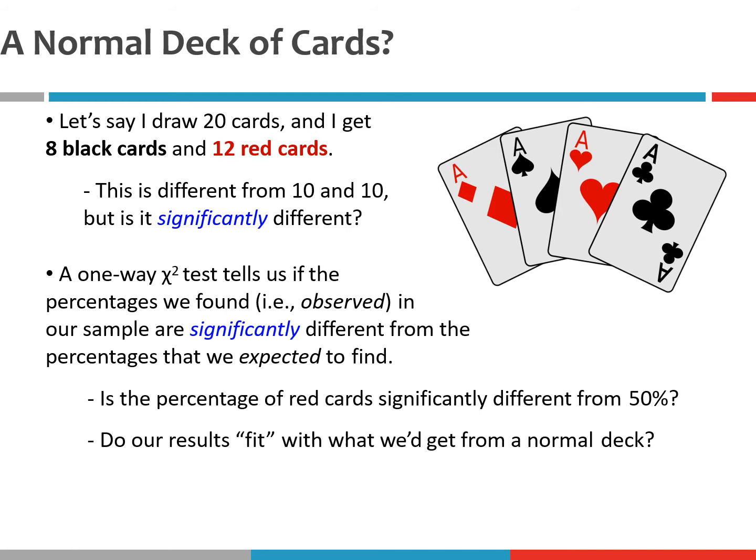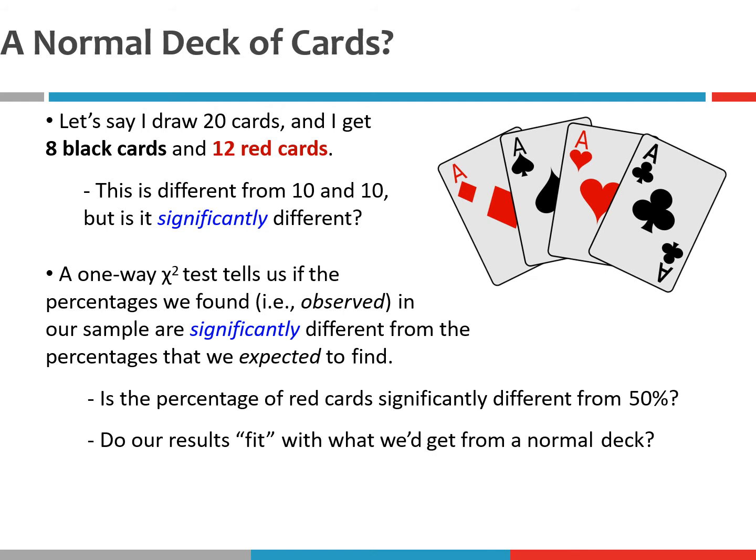Okay, so let's say I go ahead and draw my sample. So I draw 20 cards at random from my deck of 52 cards, and I get 8 black cards and 12 red cards. Okay, so remember what I expected to find was an equal number of each type of card, right? So that would be 10 red cards and 10 black cards, right? So 8 is different from 10 and 12 is different from 10, right? But is it different enough from 10 and 10 to be significantly different, right?